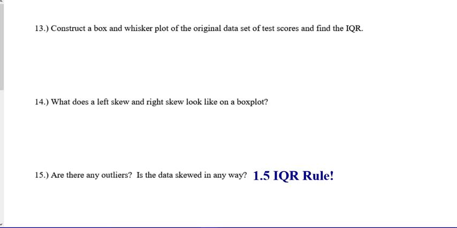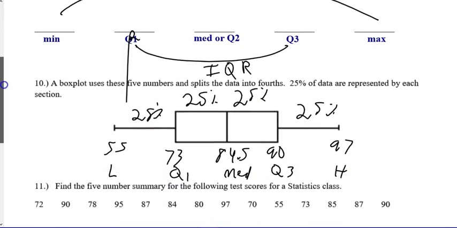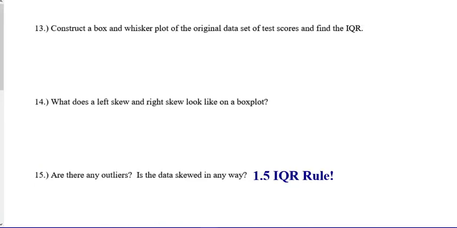Construct a box and whisker plot of the original data of test scores and find the IQR. Well, I've already done that on the previous one, so we can just refer back to that. We did that right there. There's my box plot. My IQR is going to be 90 minus 73, so that's 17. The interquartile range is 17.